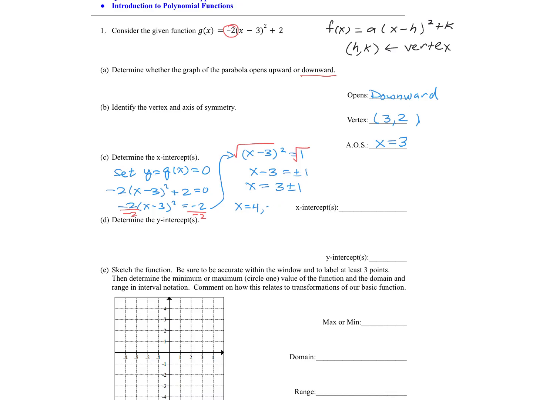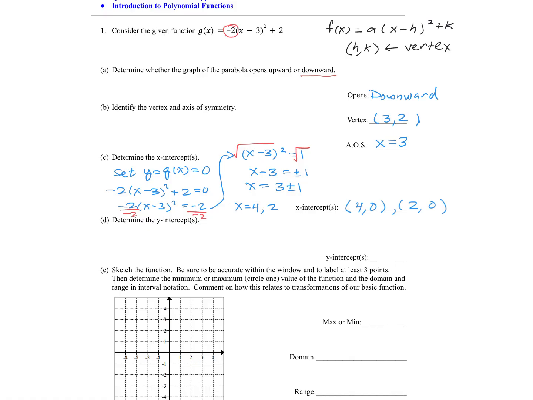You have to be careful talking and writing at the same time, because sometimes you'll write the wrong thing. Now remember, these are x-intercepts, so they're ordered pairs. The first one is going to be x equals 4, and again, y equals 0. The second one is x equals 2, and again, the y is equal to 0.